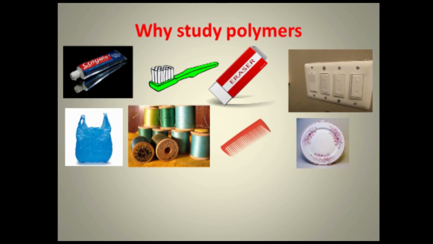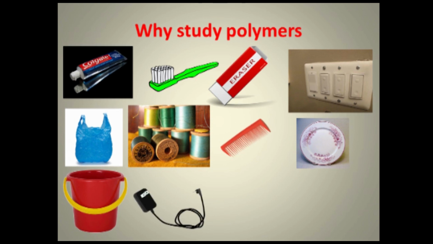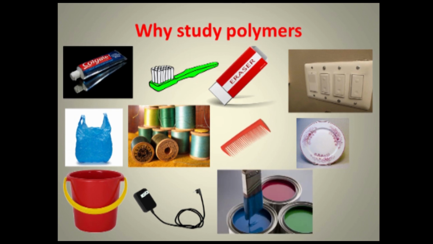These are melamine plates. This melamine is again one kind of polymer which is hard in nature. The bucket we use is again one kind of polymer which is hard in nature. The charger wire is again one kind of polymer which is soft in nature. The paints we use for decoration purposes are again one kind of polymer. The tire used for vehicles is again one kind of polymer which is soft in nature.